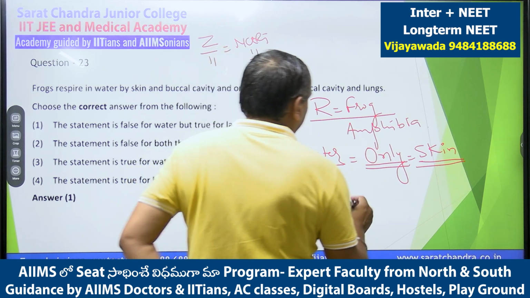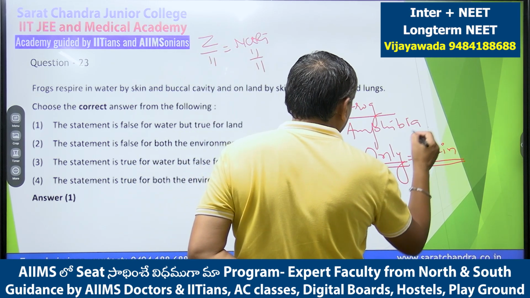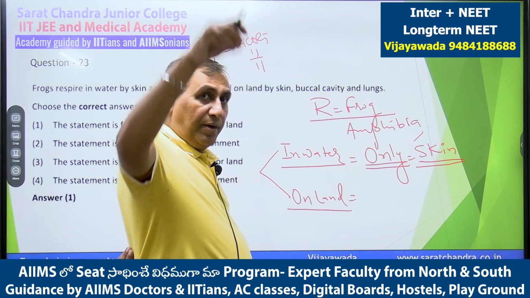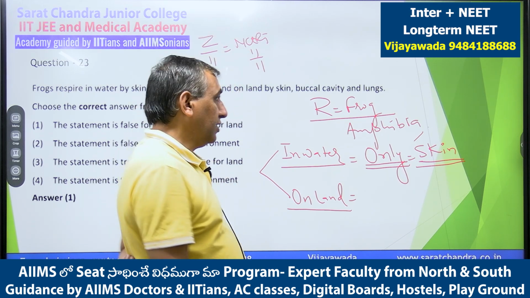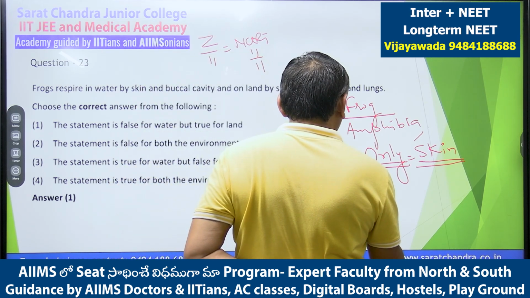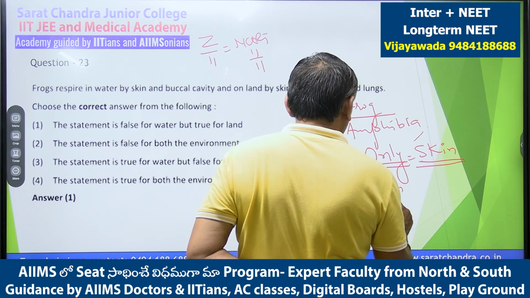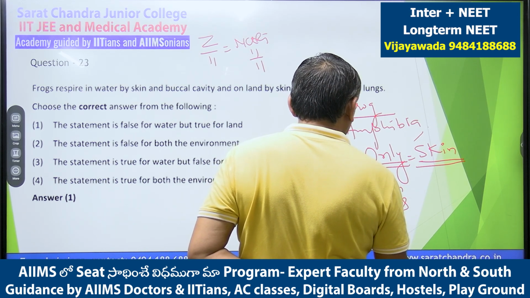Clear? And during hibernation, winter sleep, and during estivation, summer sleep, when a frog is submerged in the water, again it is cutaneous. On land, there are three respiratory structures: skin, lungs, and buccal cavity.